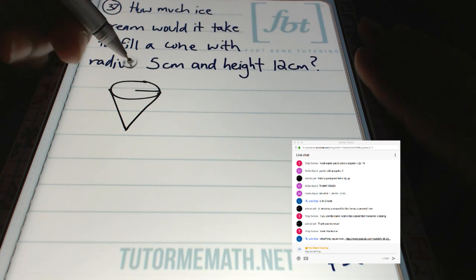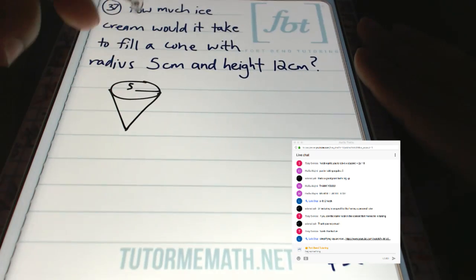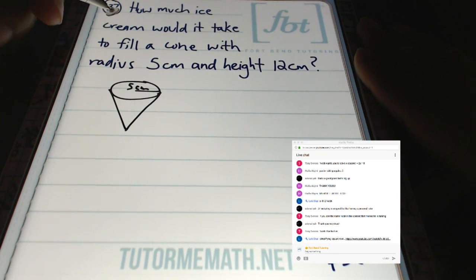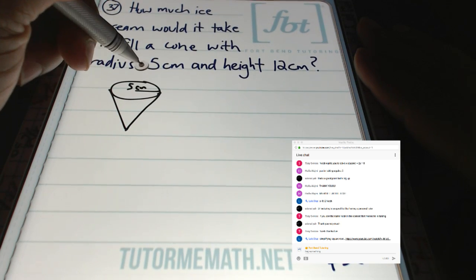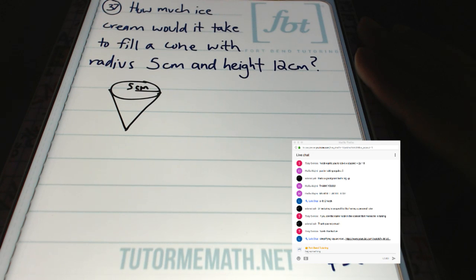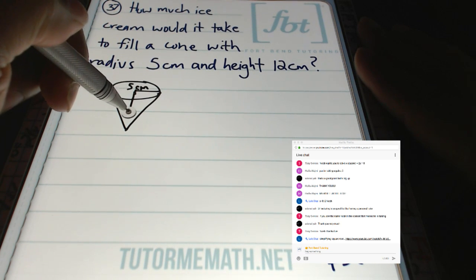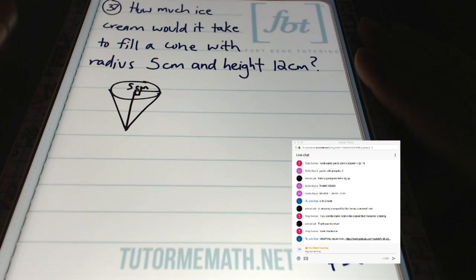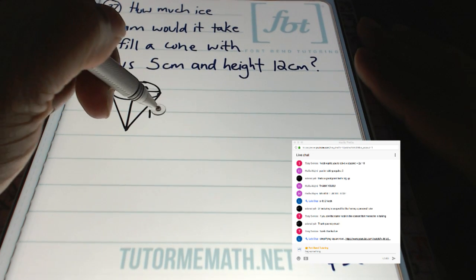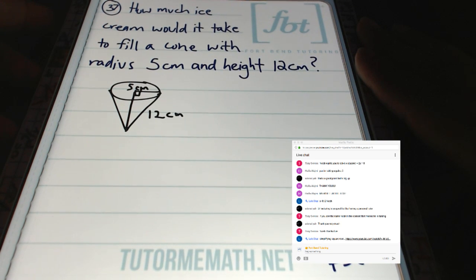We have a radius that is 5 centimeters. That was supposed to be centimeters. 5 centimeters. And we have a height. Let's go ahead and get that height in play. And we have a height of the cone, which is 12 centimeters. So we're dealing with a radius of 5 centimeters and a height of 12 centimeters, guys.